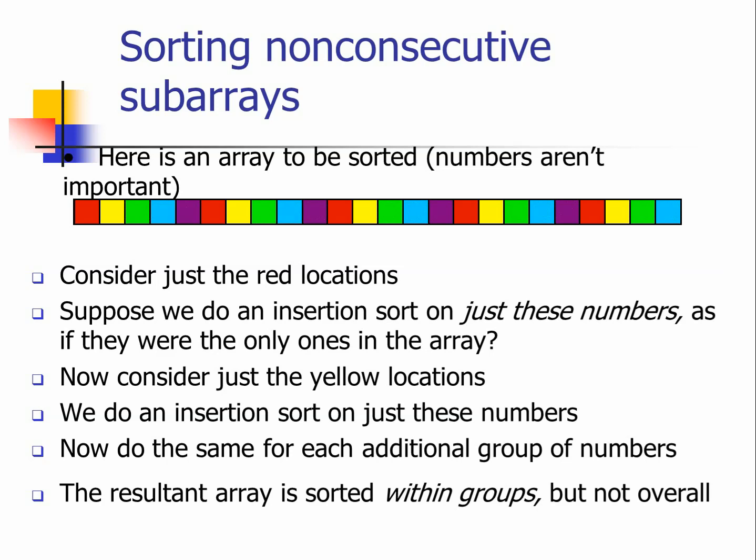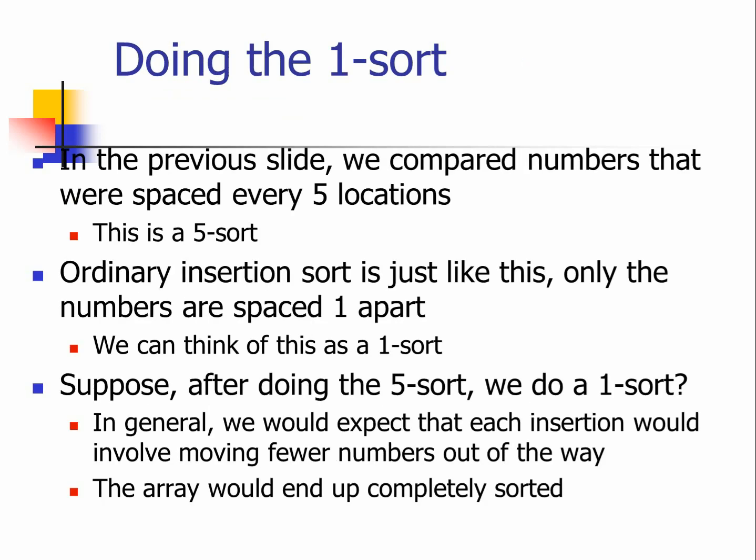Let's take a look at a real example and see what's really happening. For the red items, because the gap is 5, we call that a 5 sort, a gap of 5 sorting. After that, we can do a smaller gap size, but in the end we still need to perform an insertion sort, which is a gap size of 1, that is, neighbors with each other. Let's see what's happening.